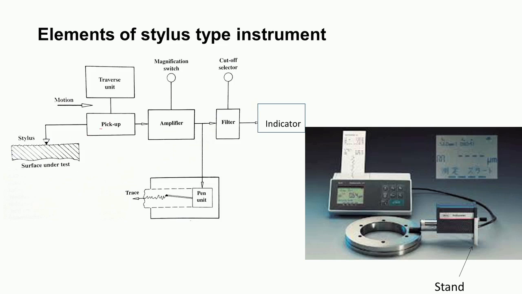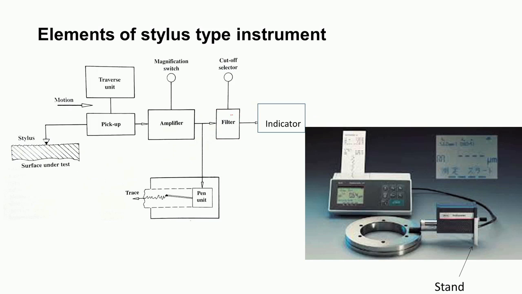So this stylus should be made to move on the surface at a predefined speed. So we need to have a driving unit. So this is the driving unit to move the pickup, and the signals given by this stylus are amplified, and then appropriate filters are used. For example, if we want only waviness, that can be indicated here.